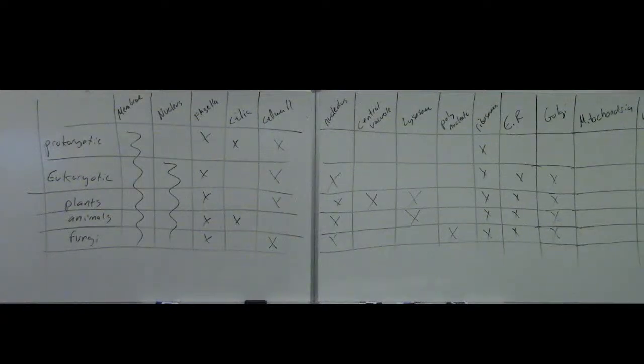Mitochondria. What do mitochondria do? Convert the energy that's stored in glucose into the form that cells can use called ATP. They're the powerhouse of the cell. Who has it? Plants have it. Who else? Animals. Fungi. Who doesn't have it? Prokaryotes, right?